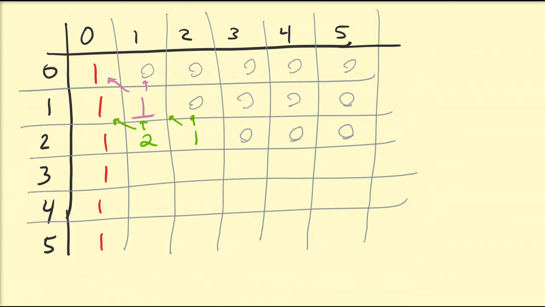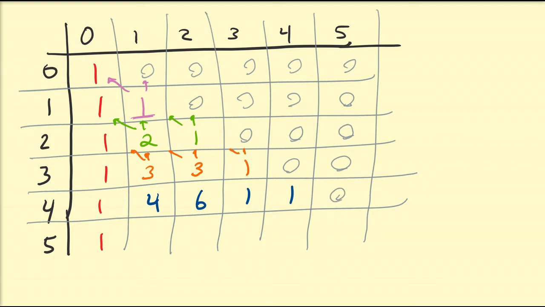So again, this is going to be 2 plus 1, which is 3. This is going to be 1 plus 2, which is 3. This cell is going to be 0 plus 1, which is 1. And the rest are going to be equal to 0. Next, I'm going to have 3 plus 1 is 4. 3 plus 3 is 6. 3 plus 1 is 4. 1 plus 0 is 1. And the rest is 0.